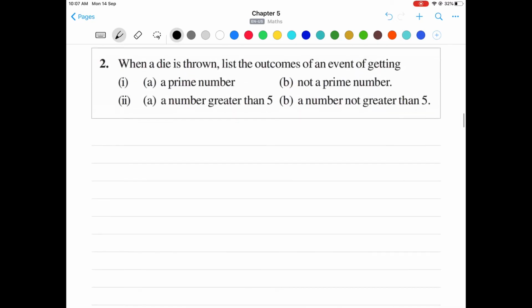Moving to the next one, we have, when a die is thrown, list the outcomes of an event of getting, first, a prime number and then, not a prime number.